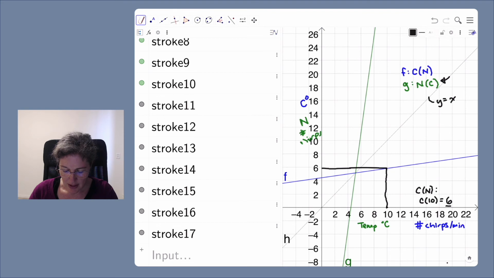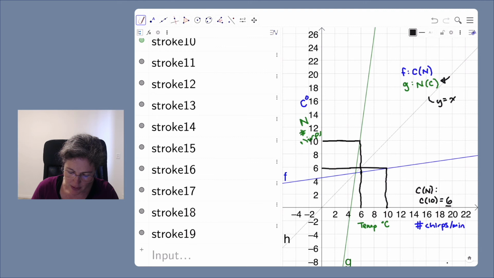So I'm going to say a temperature of 6. What number of chirps is that going to give me? Well, if I take a temperature of 6 and I follow that up there, it's going to give me 10 chirps. So if I say the number of chirps given to me by a temperature of 6 is 10. So far, this probably doesn't seem particularly interesting.